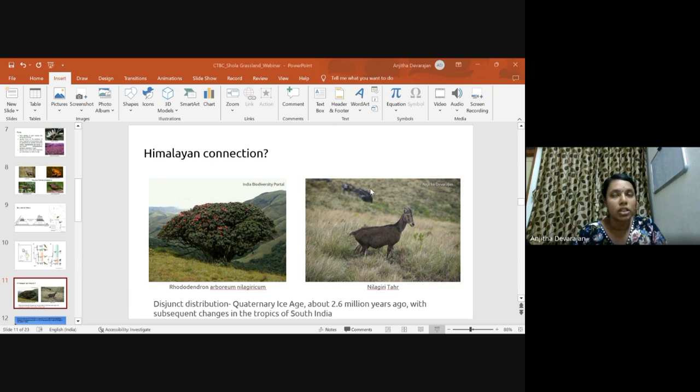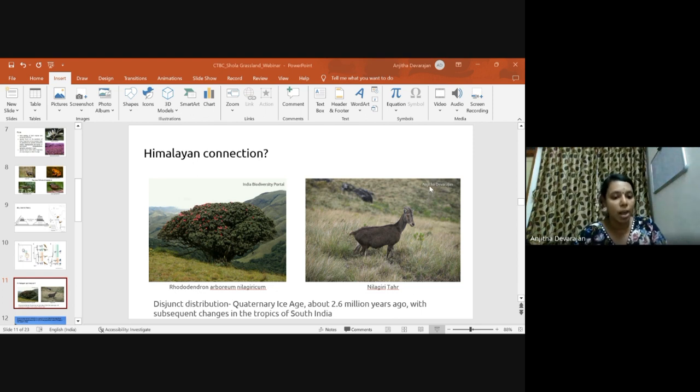Then some individuals got stuck in the Western Ghats, and then they later evolved into a new species, that is Nilgiri tahr. And in search of their suitable habitats, because of rising temperature, they moved up into the top of the hills, and now they are restricted to the upper ranges of the southern Western Ghats, and they are the Nilgiri tahr.